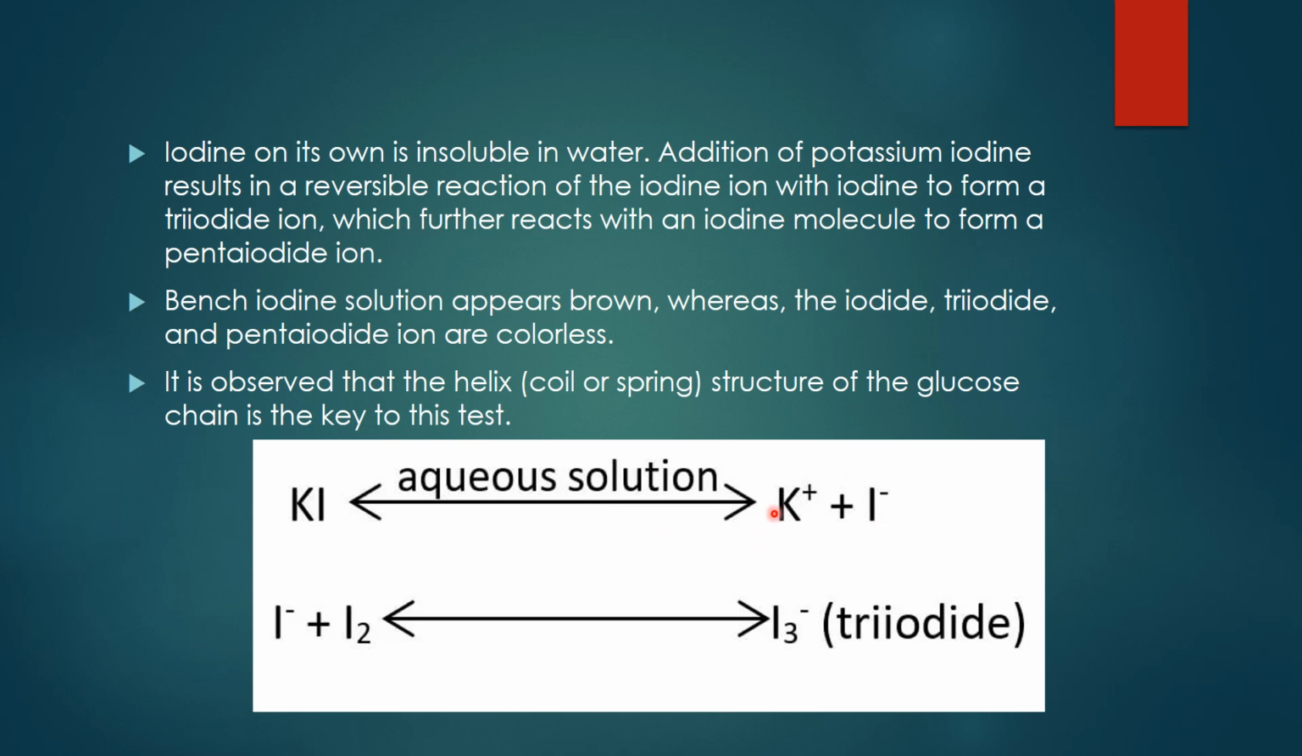So then the iodine will react with the iodide ion to give a triiodide, and then this triiodide will react with another iodide ion to give pentaiodide, and this is the polyiodide ions we are talking about.